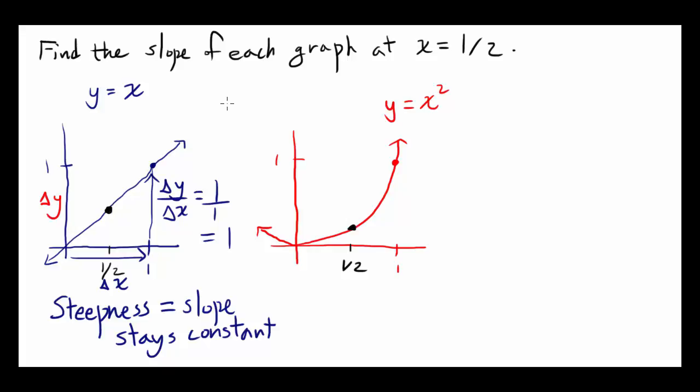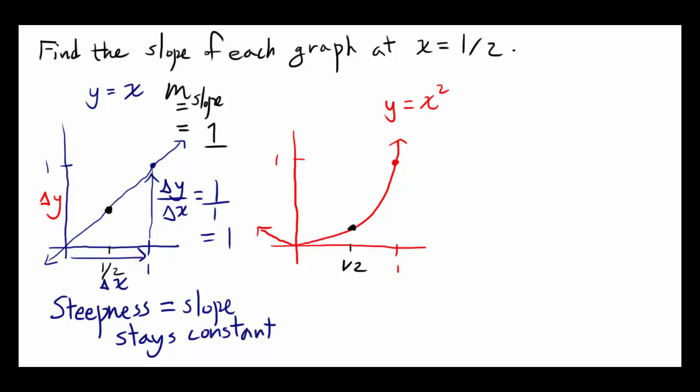The slope at x equals 2 is going to be 1. Slope at x equals 1000 is going to be 1. And the slope at x equals 1/2 is also going to be 1. Was I saying 2? I meant 1/2.